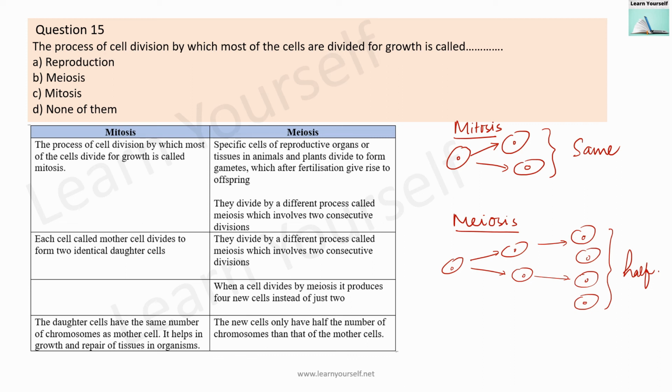Now let us go back to our question: the process of cell division by which most of the cells are divided for growth, repairing of tissue, for generation of new cells, is always known as mitosis. Whereas the cell division which happens in reproductive organs or tissue for the generation of offspring is known as meiosis. So here mitosis will be the correct answer.